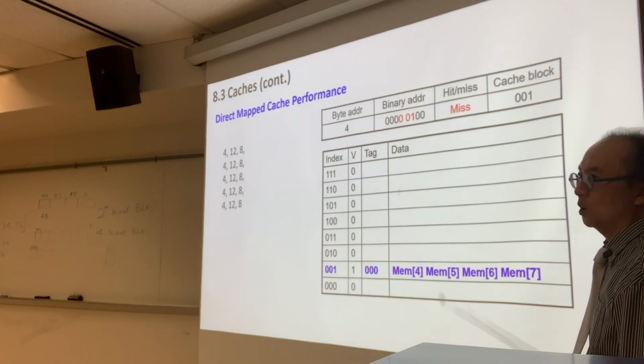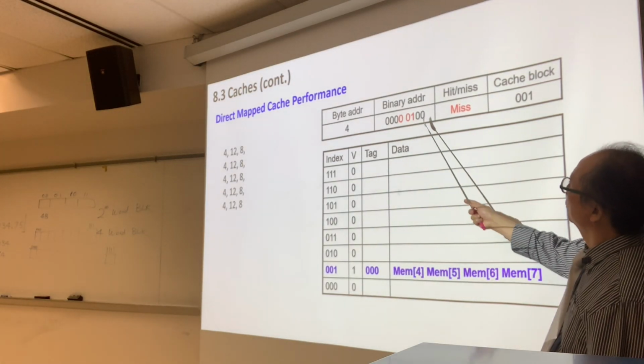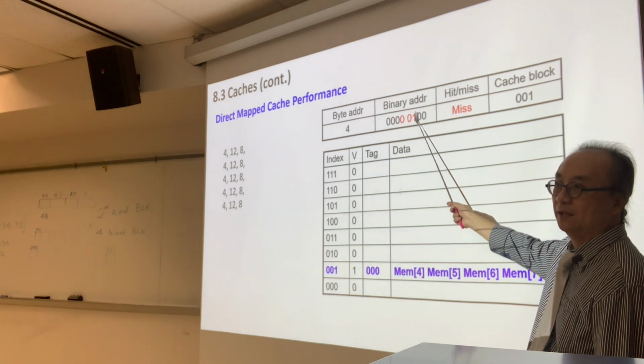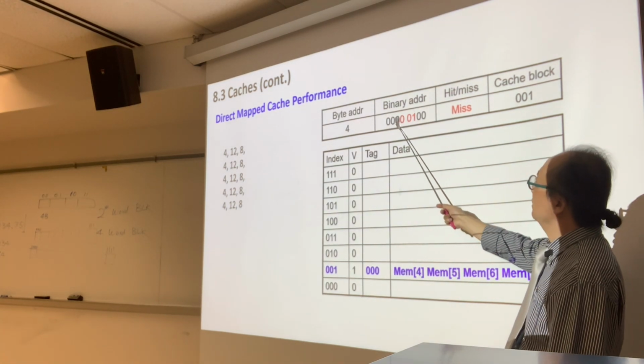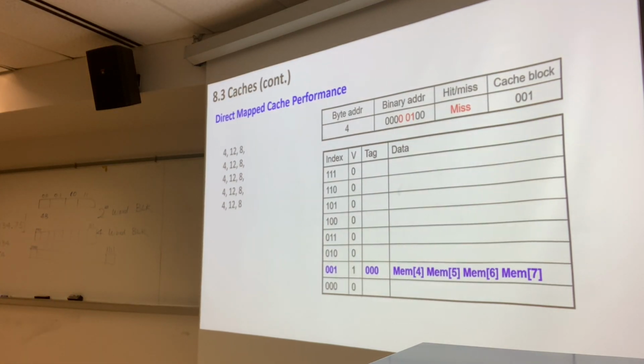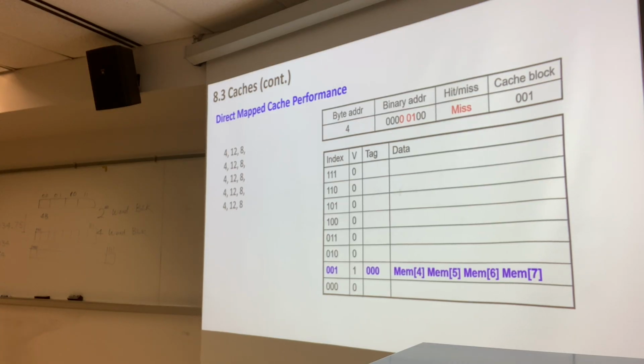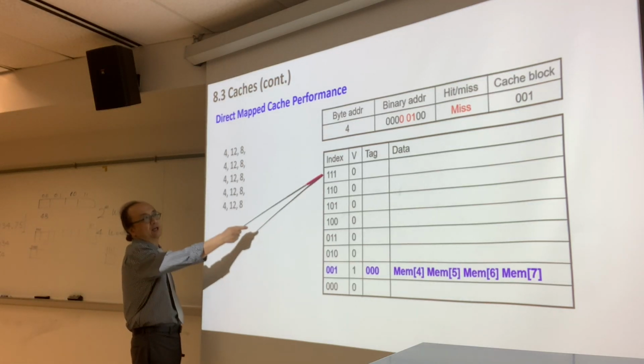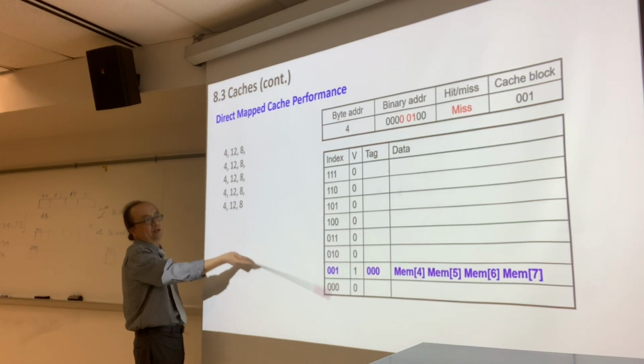That means 4 bytes. So lower 2-bit has to be offset. And then next 3 bits should be the index. Why 3 bits? Why not 2 bits? Why not 4 bits? Why 3? Exactly. We need to name 8 blocks. How many binary bits is required? 3. 0, 0, 0, all the way down to 1, 1, 1, which is 7. 0 to 7. So that's why 0 to 7. Right? That's the index, 3 bits.